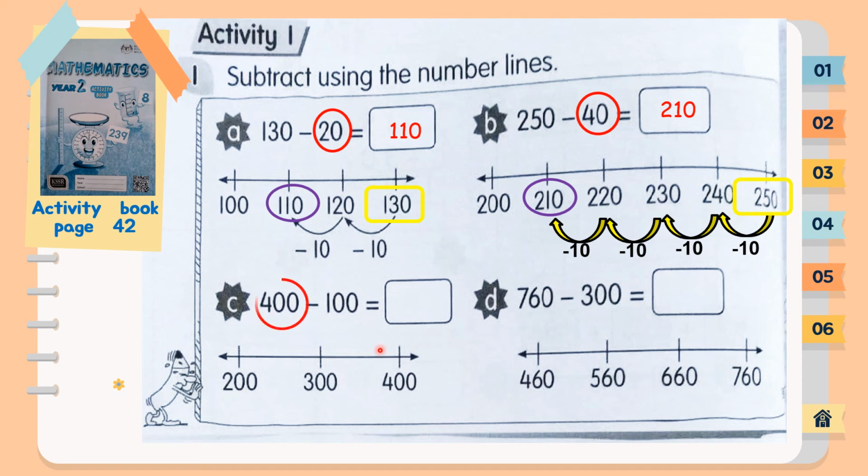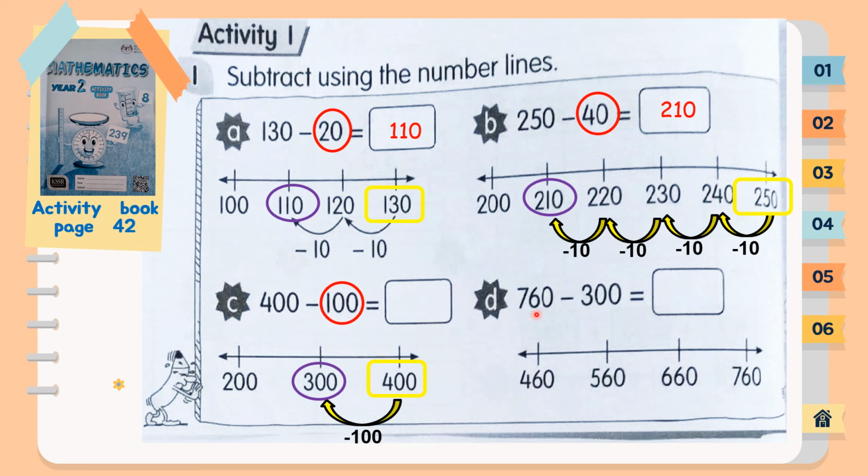Okay, C, 400 minus 100. 400 is the bigger number and we put it on the right side. Then we want to subtract 100. How many times will we subtract? For this, we will subtract just 1 time. So, 400 minus 100 equals 300. And you write down the correct answer here.